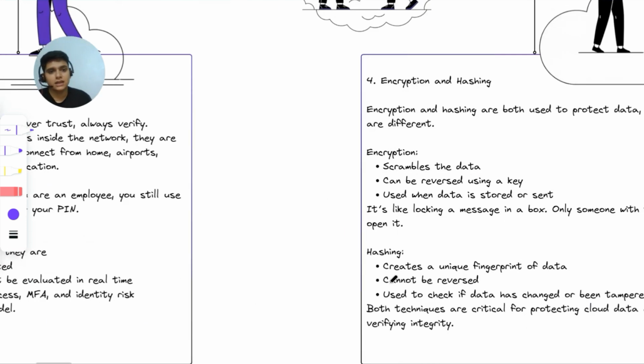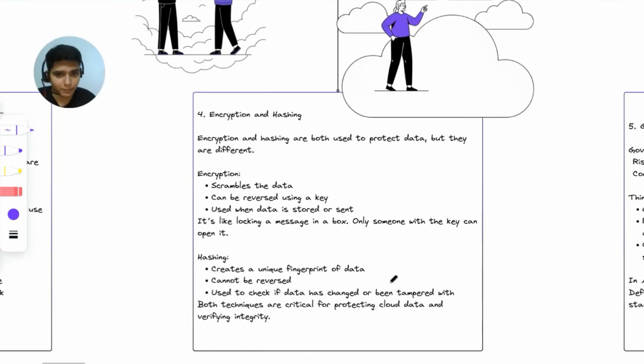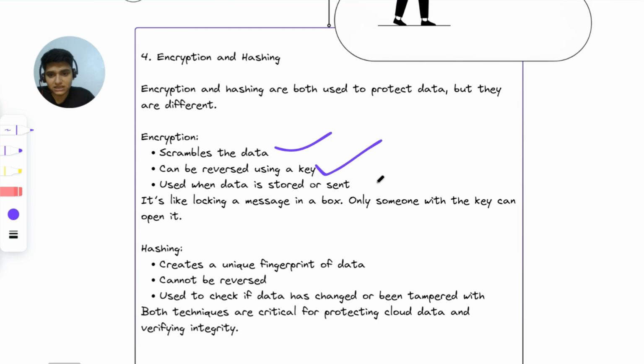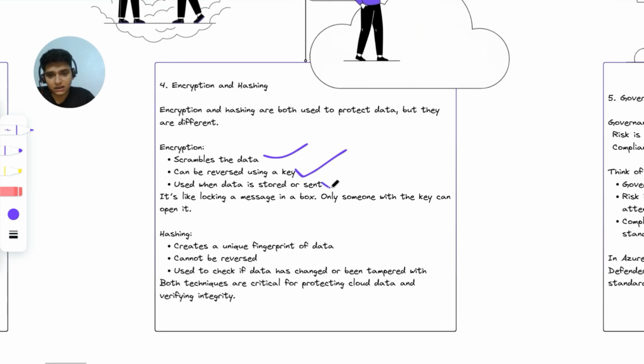All right, let's dive into the fourth topic of part A, section A, which is encryption and hashing. Both encryption and hashing are used to protect data, but they are different. Encryption scrambles the data and can be reversed using a key. This is an important line: it can be reversed using a key, and it is used when data is stored or sent. It's like locking a message in a box, and only someone with the key can open it.